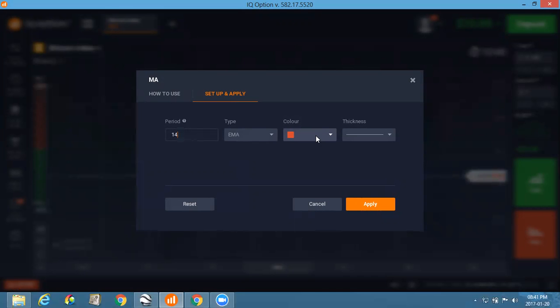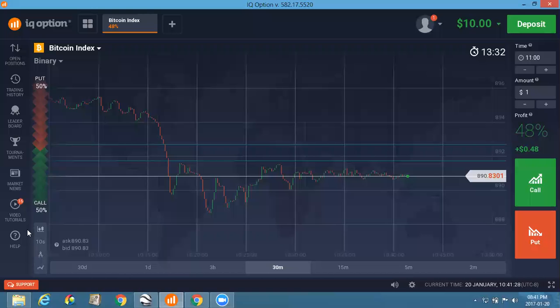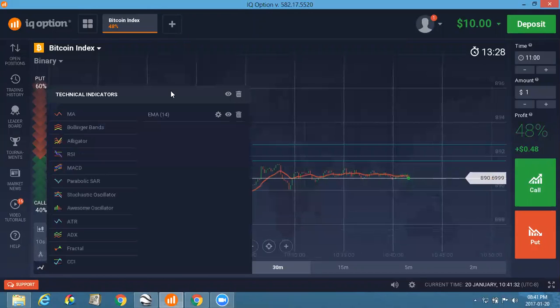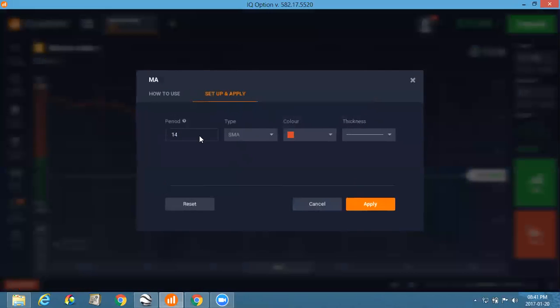Okay, so for now you can make it red, and the thickness is up to you. So it's the 14 EMA, red, thick. The second indicator that we use is also a moving average. The second moving average we use is the 30 SMA.